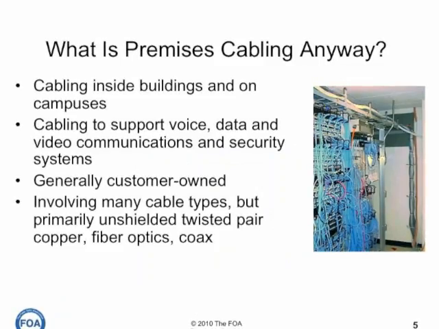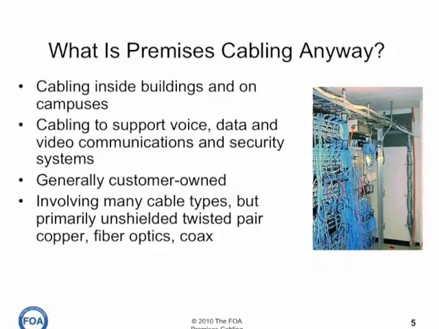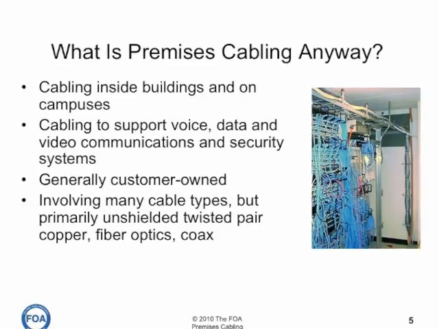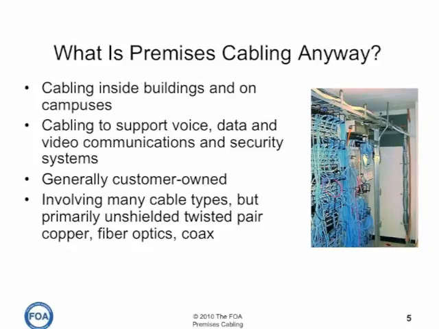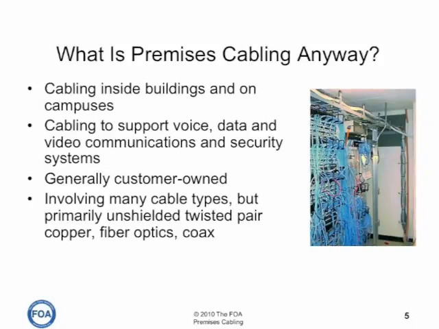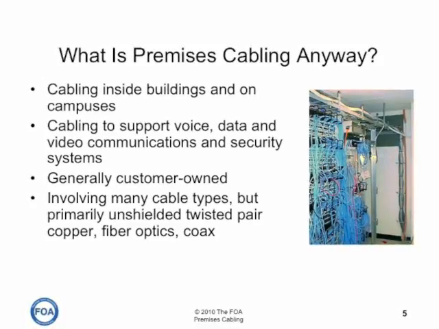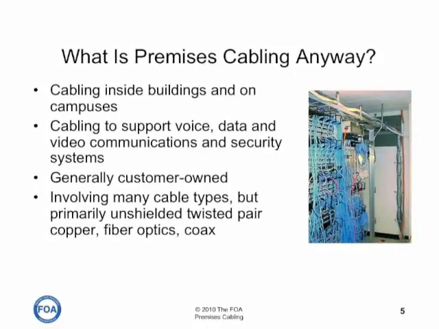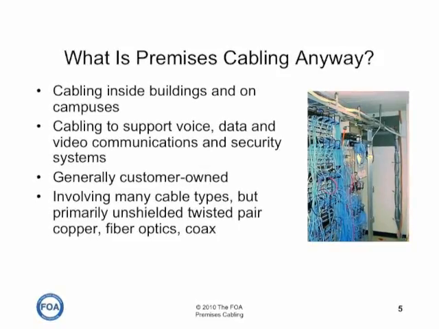So what is premises cabling? Premises cabling is the cabling indoors, inside the premises. It's inside buildings and on campuses. It's the cabling that's used to support voice, data, and video communications, as well as security systems and other types of systems that can operate over low voltage cabling. Premises cabling is generally customer owned, and it involves many different cabling types, but primarily unshielded twisted pair, fiber optics, and coax.